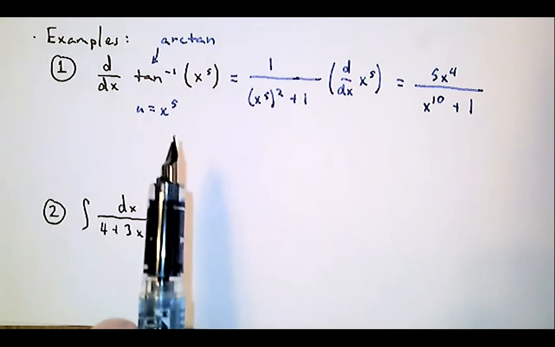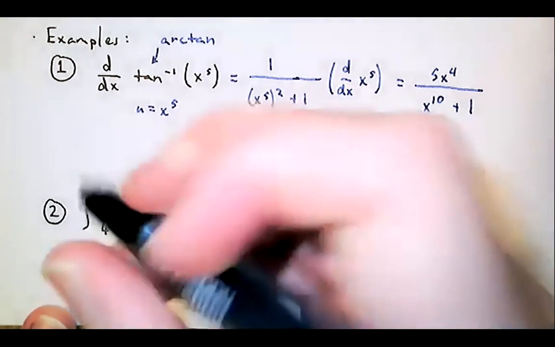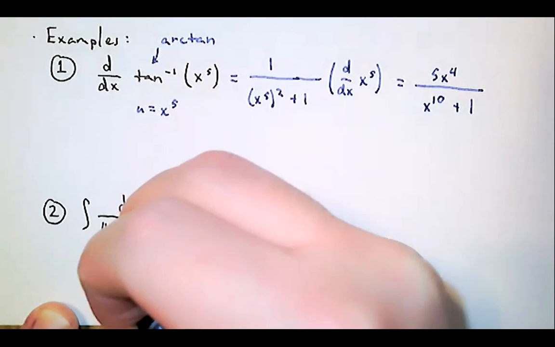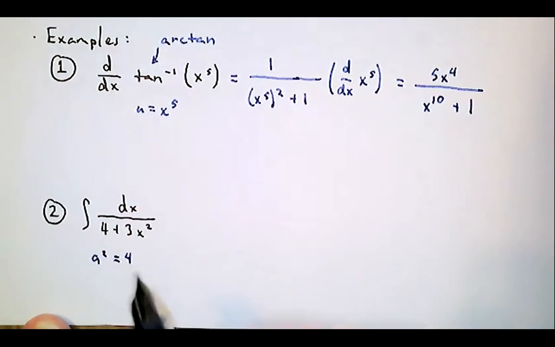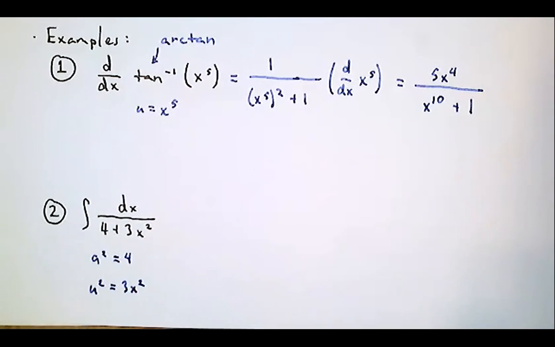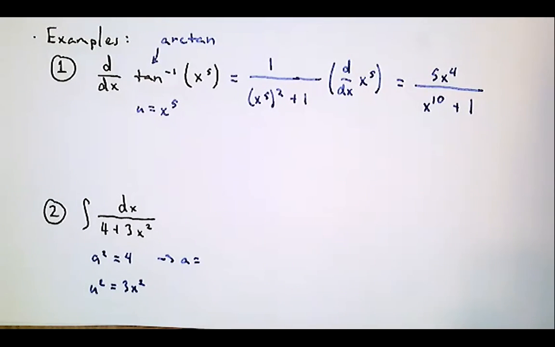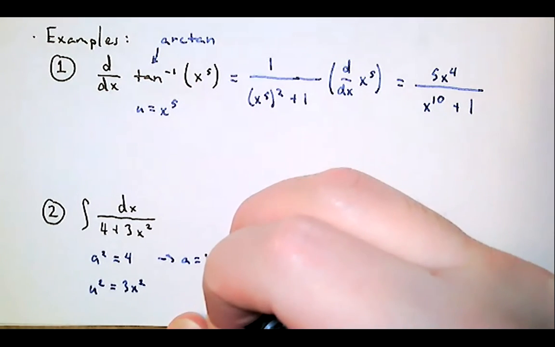Okay, so since there aren't any questions, let's move right along to this integral. So we're going to integrate dx over 4 plus 3x squared. So we have a constant other than 1 in the denominator. That's why I wrote the rule for the integral in a slightly more complicated way. Our a squared in this particular case is going to be 4. And then our u squared is going to be the function 3x squared. So what is a equal to? Anyone? 2. 2.